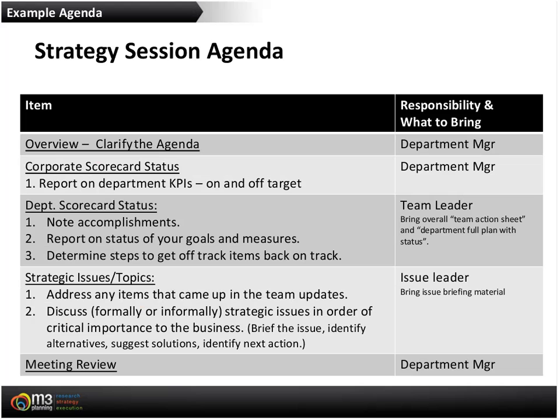So each of them would stand up and give a report out, same thing I said before: note their accomplishments, how they're doing on their goals and measures, any steps they're going to be taking to get things back on track, and their focus for the next month or quarter, depending on when you do the meetings. And then doing those strategic issues.